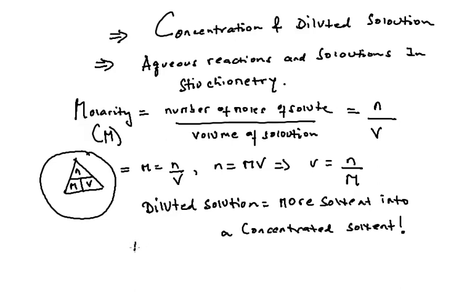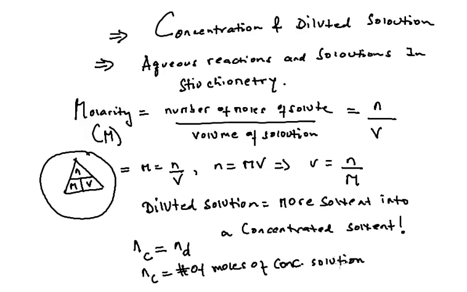In other words, I'm going to use NC equals ND, where NC refers to the number of moles of the concentrated solution, and ND stands for the number of moles of the diluted solution. This is going to be our beginning point here. So like I say, NC equals ND.